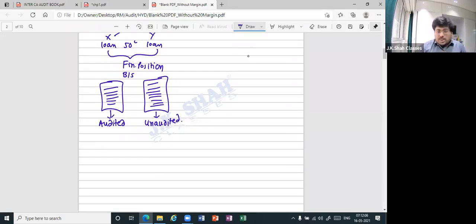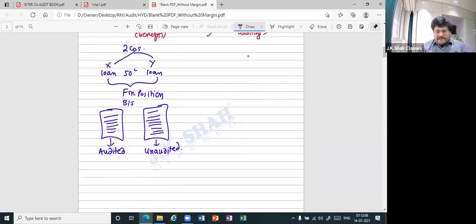Now supposing you are the bank and you have nothing but X and Y's balance sheets. This is audited, this is not audited. Can you tell me which one you will rely on? Common sense, audited. So even if you want to give a loan out of these two, you will be giving the loan to X or Y? Correct, X. Can you tell me why? Because the financial statements are audited.